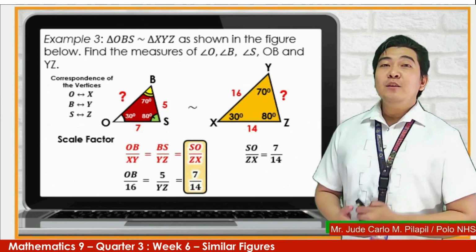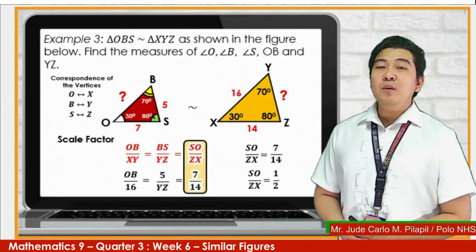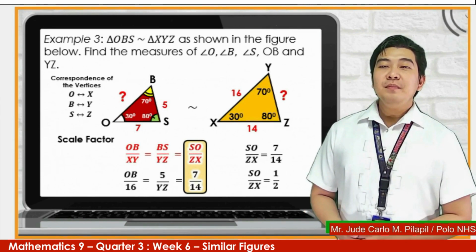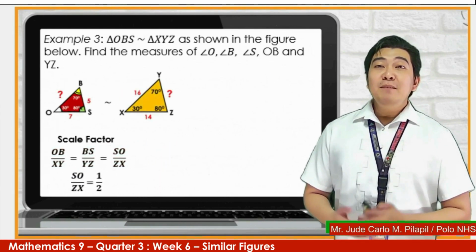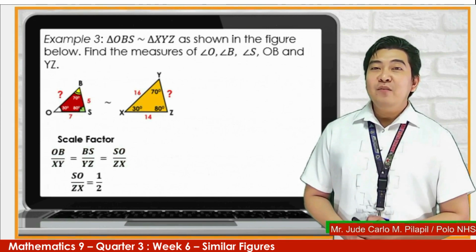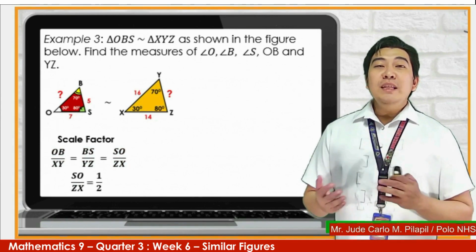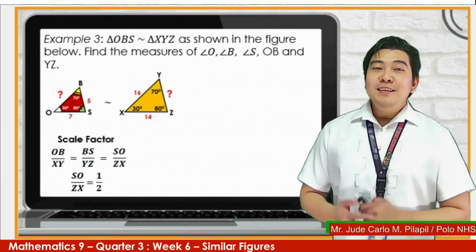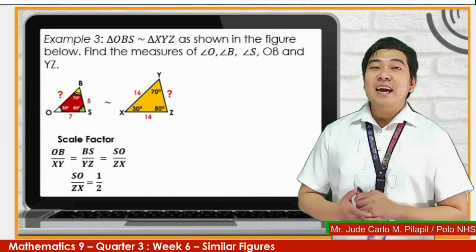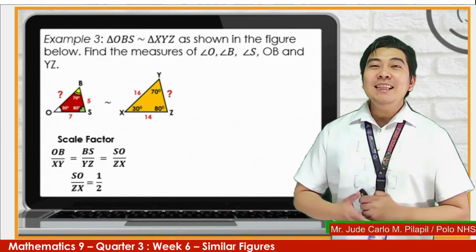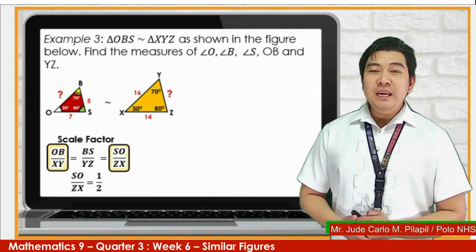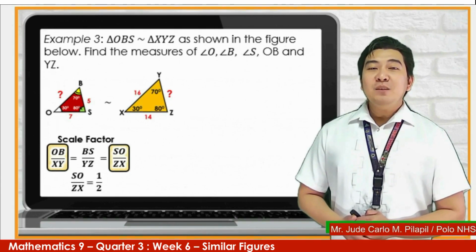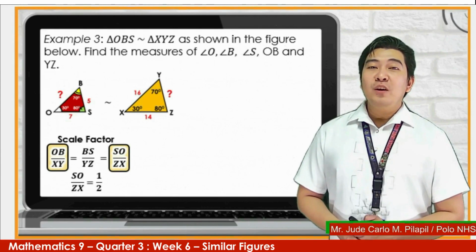And if we are going to simplify, that would just be equal to 1/2. Out of the scale factor, we can get the missing side lengths. Let us have the length of OB. We need to form a proportion using the ratio that has the side OB in it and the scale factor. So therefore, we will be using OB over XY and SO over ZX.